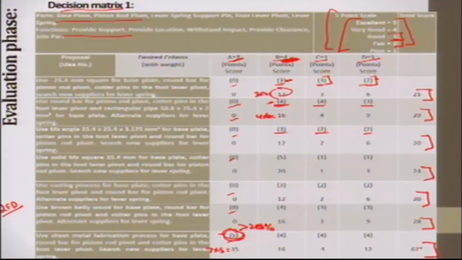The weights are considered, and all the criteria are taken into consideration here. So this is 12 plus 3 plus 6, 21. 12 plus 2 plus 6, 20. We see that the maximum score is of idea 7. So this is the idea that is selected and can be implemented.